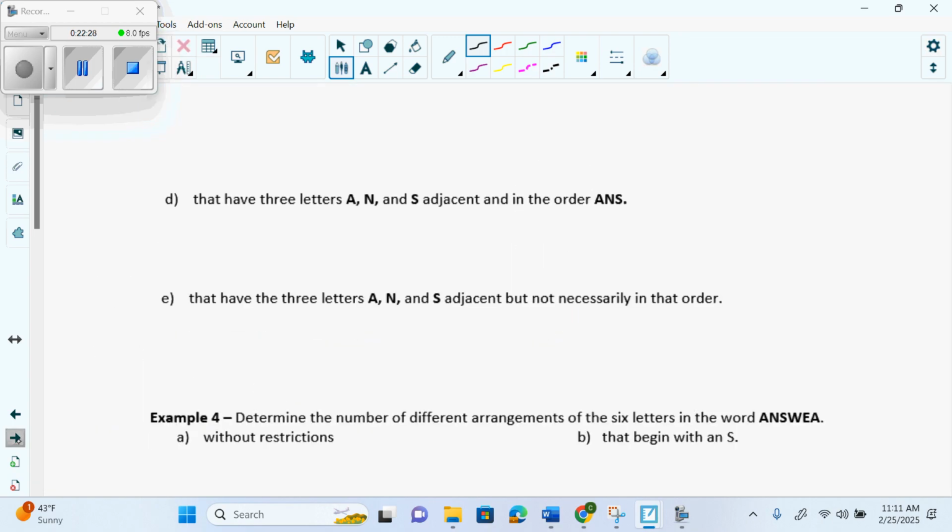The A, N, S are adjacent in that order. So they have to be in that order. So how many do I have left for here? 1, it has to be an A. 1, it has to be an N. 1, it has to be an S. How many letters do I have left? 3, 2, 1. Am I done? What do I have to multiply by?